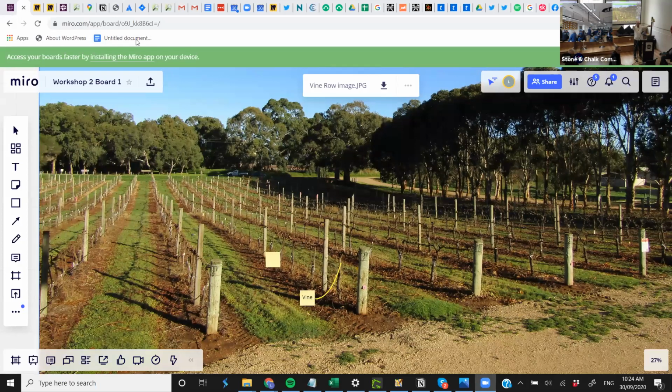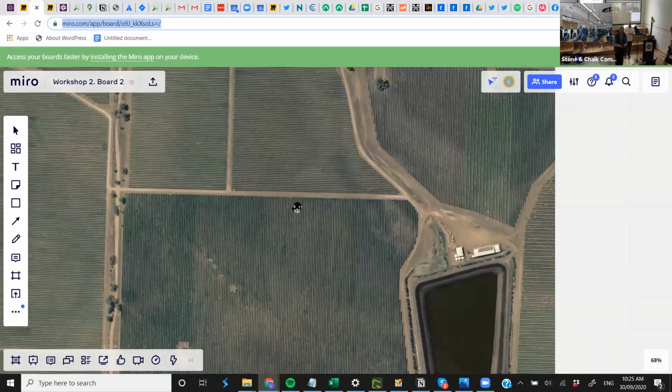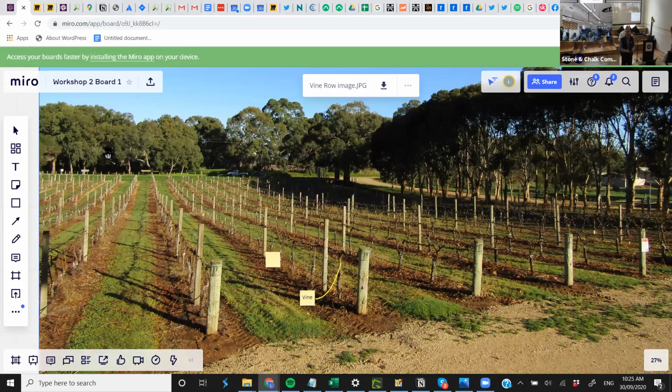Okay, thanks all. Everyone, feel free to unmute and chat during this session, because otherwise it's just going to be me talking to myself. I have shared 2 links with everyone. The first is the ground view of the vineyard, and the second is the top-down view. If you haven't used Miro before, you'll probably be prompted to create a login, so you can do that and create access.